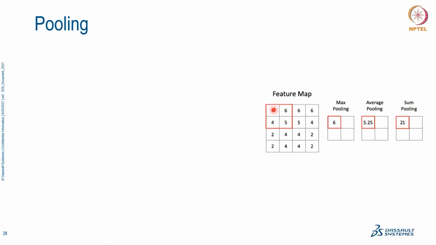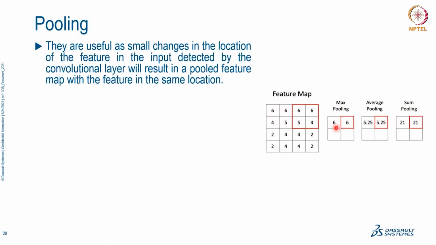In this 2 by 2 neighborhood, whichever is the max value would be considered for the max pooling value. For example, in this block of 4, 6 is the max value, so we'll get 6 here. In this one also 6 is the max value, so we'll get 6 here. Here 4 is the max value, so we'll get 4 here.